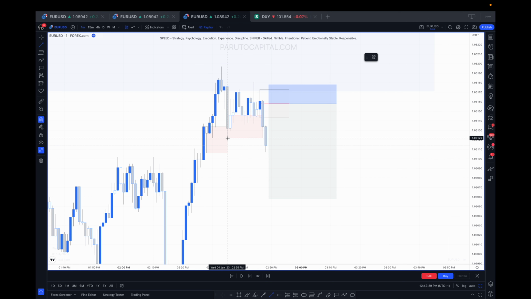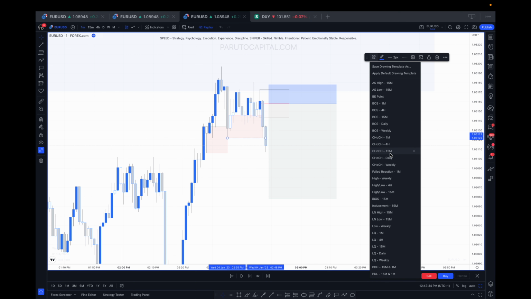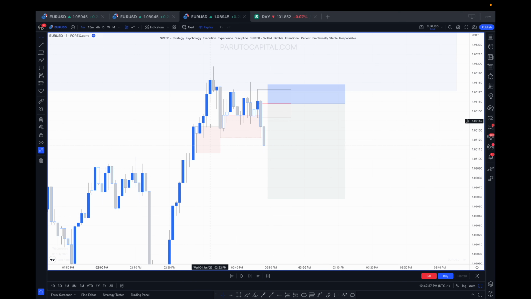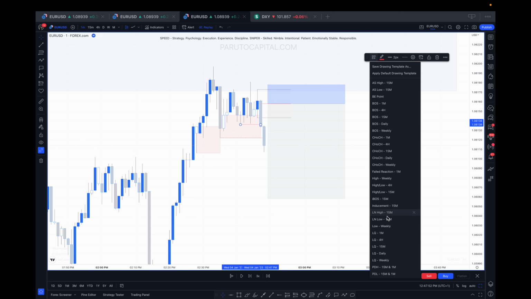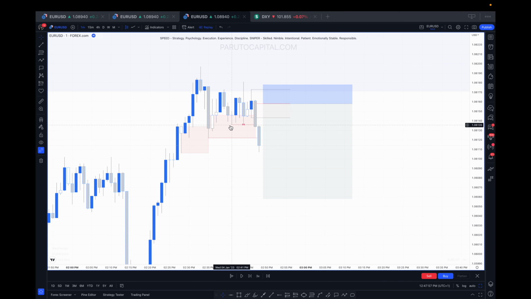So if we were to draw everything here, this low here, I'm just going to put my 1 minute change of character. Because you can see price mitigated the 15 POI, made a low here, before returning and then rejecting before breaking that low. So all of these rejections here, we can call this a failed reaction. We had a failed reaction.